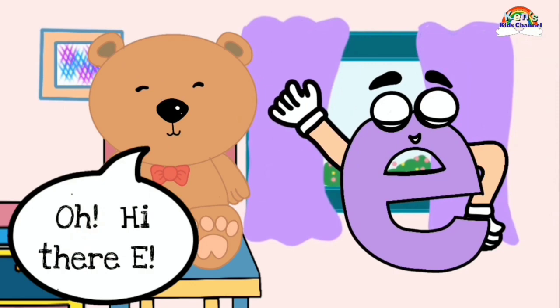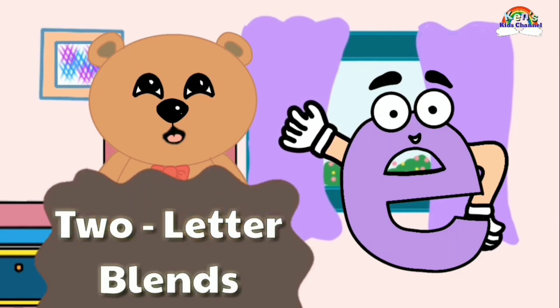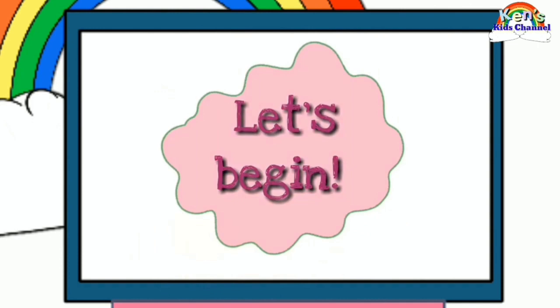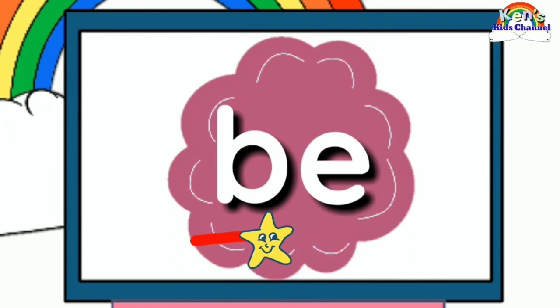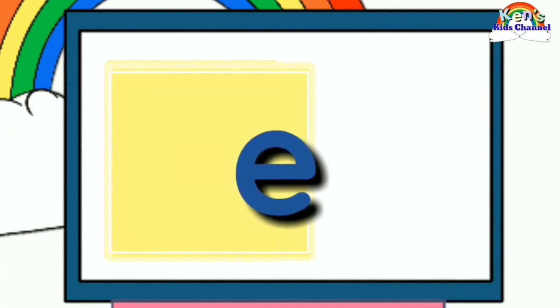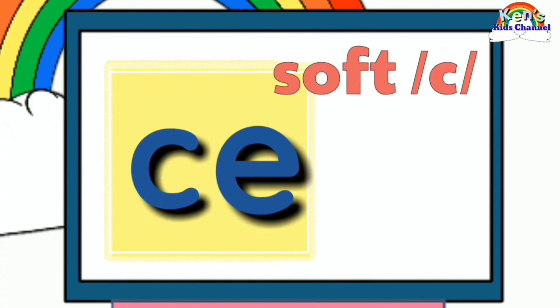Hello, Bubbly Bear. Today, I'm gonna learn two letter blends with your sound. Now let's begin. B, a, ba. Oops! When the letter E sits next to the letter C, the sound of the letter C becomes soft, like this. S, a, s.